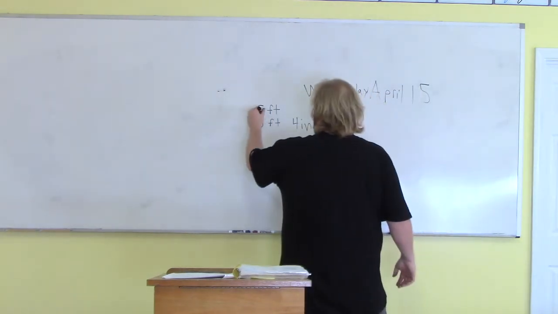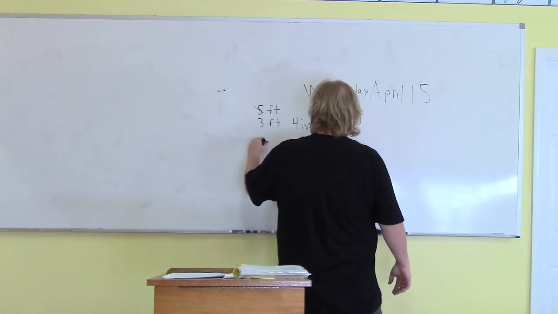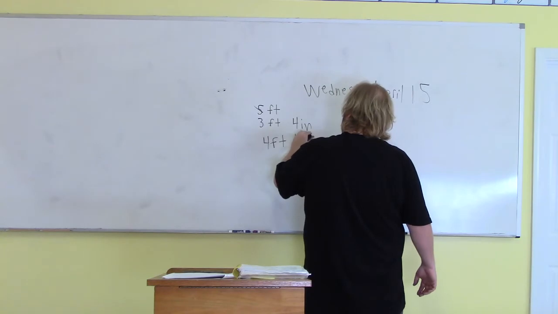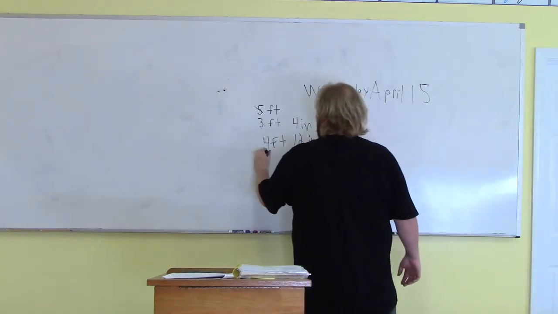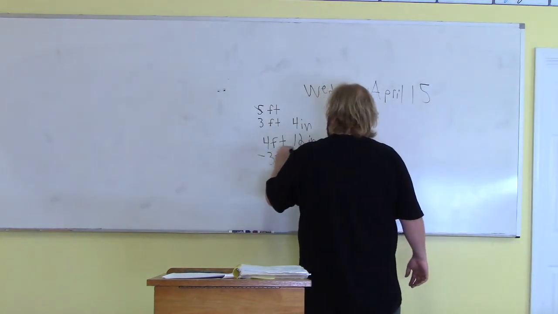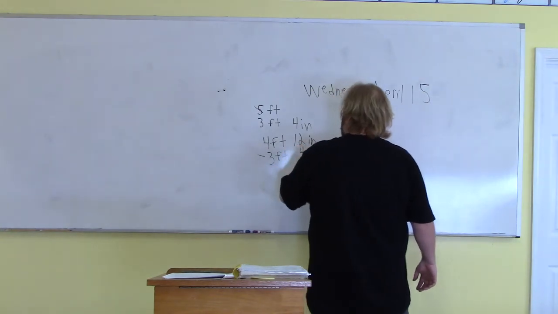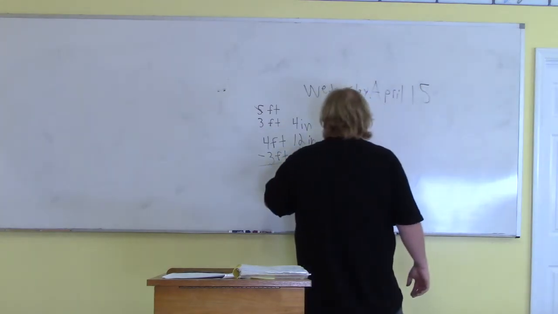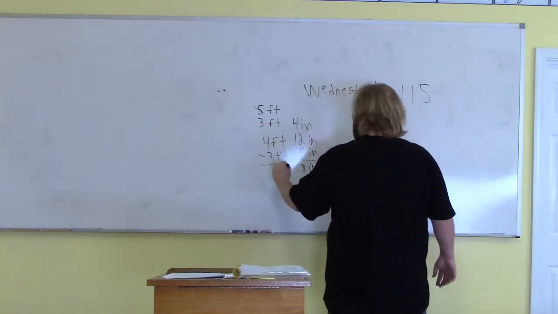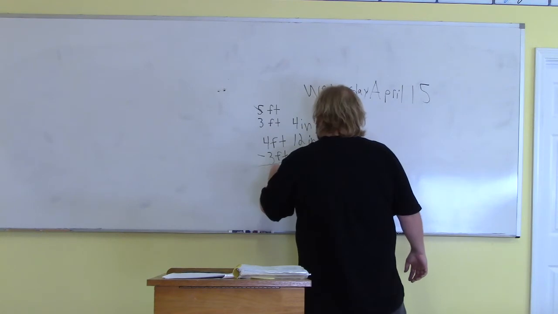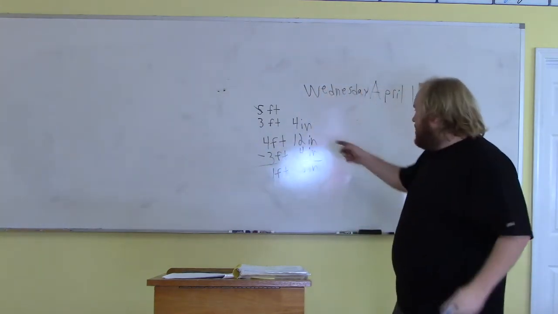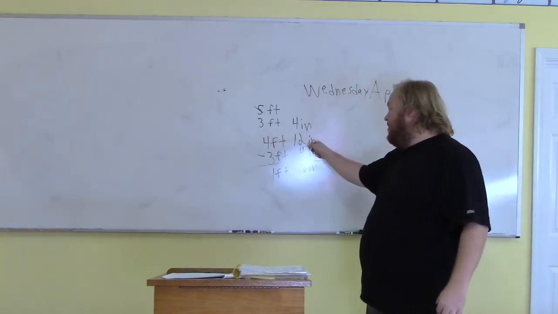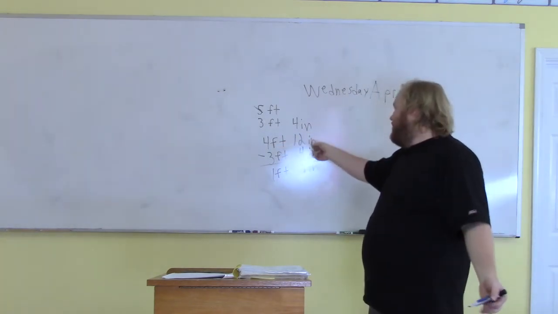So we borrow, and this becomes 4 feet, 12 inches, because remember there's 12 inches in a foot, minus 3 feet, and 4 inches. Now we can subtract. What's 12 minus 4? That's right, it's 8, so we have 8 inches. 4 minus 3 is 1, so we have 1 foot. And 8 inches. See how I had to borrow? You take it and then you add that much. So if I have to borrow from a foot, how many inches is in a foot? 12. That's why I put 12 inches.